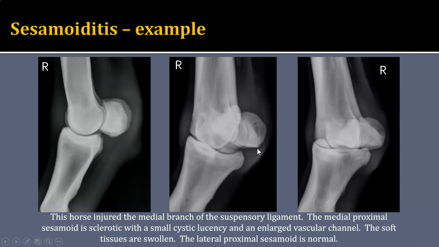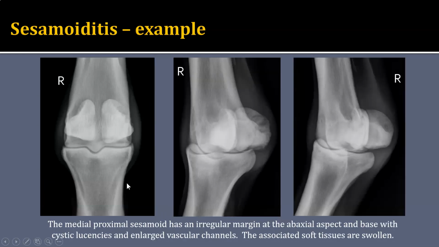So this one has a little bit more remodeling and irregularity to that abaxial margin, has more sclerosis when you compare it to the normal one, has a little bit of enlargement of that vascular channel, and has this subtle radiolucent area. So this patient has sesamoiditis involving just the medial proximal sesamoid.